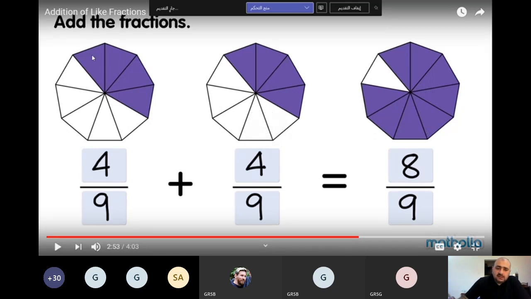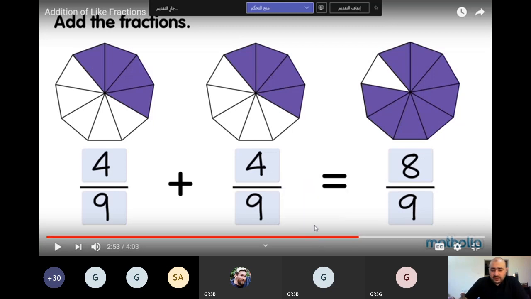In this example, as you see here, we have 1, 2, 3, 4, 4 shaded parts from 9 parts. So I can write 4 over 9. The second case here, the same idea. I have 4 shaded parts from the 9. So I can write 4 over 9. If I want to add as a model, here I have 4 parts and here I have 4 shaded parts. So I can shade 8 parts. 1, 2, 3, 4, 5, 6, 7, 8. So 8 shaded parts from what? From 9 parts. So I can write 8 as the part and 9 the whole number. This is as a model.